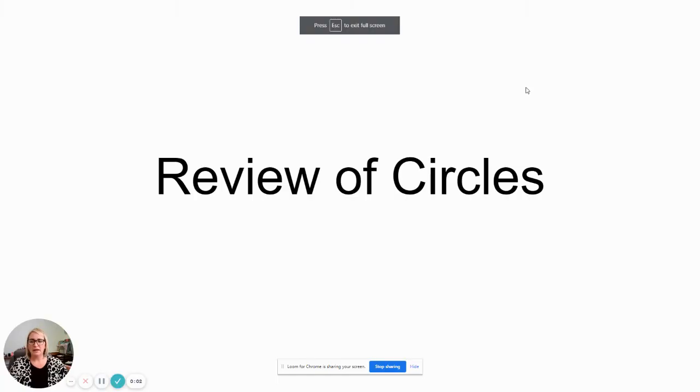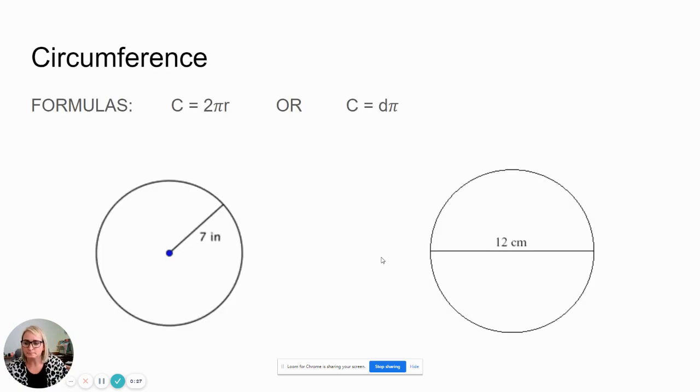Hello, everybody. We are going to wrap up circles, but I just wanted to do a really quick review. If you have not written down formulas, if you have not written down an example of each of these different things, I would highly recommend that you write some of this down as I go through it, because I think that it will be very helpful as we go through the proficiency. So we're going to start with circumference.